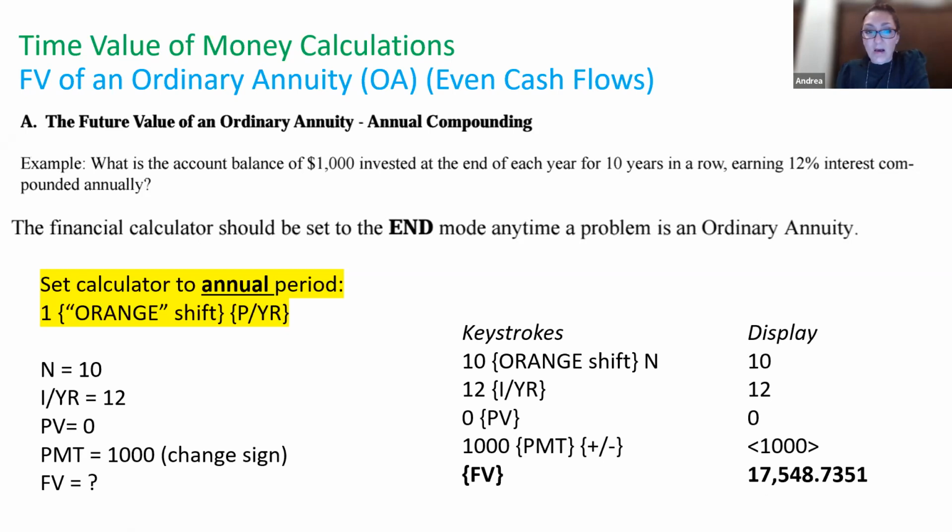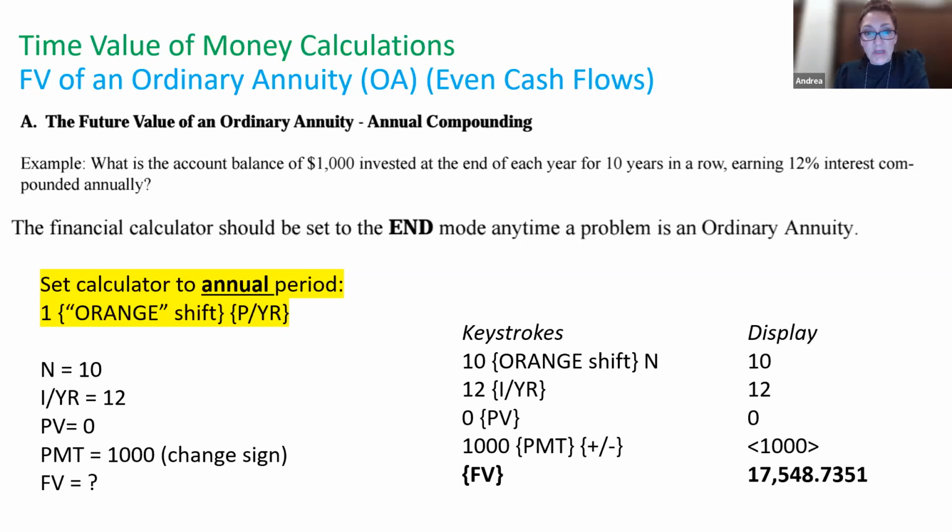Okay. Also, one of the nice things about looking at these different questions is seeing different ways that the question might be asked. What is the account balance of $1,000, and what is the value? So that's helpful also to see different ways that questions are written.